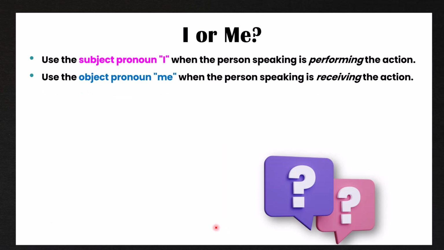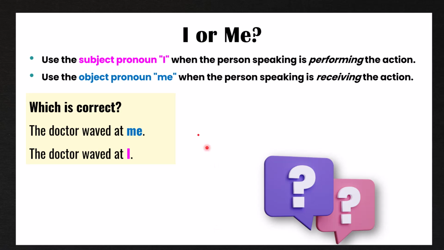So let's look at some more examples. Which is correct? The doctor waved at me. The doctor waved at I. So the second example is incorrect. We have to use the object pronoun me because I am the person speaking and I am receiving the action. The subject is the doctor. If we reversed it, you could say I waved at the doctor. But because the person speaking is receiving the action, we say the doctor waved at me.